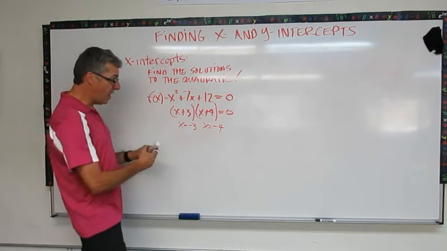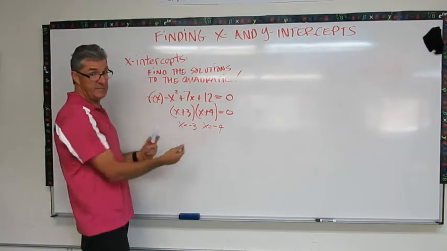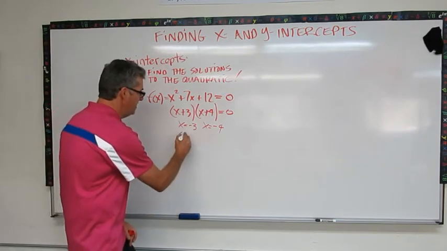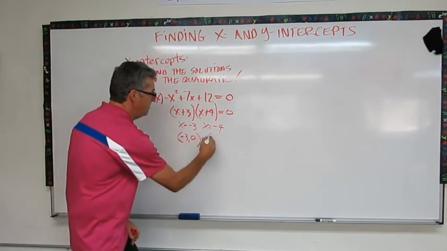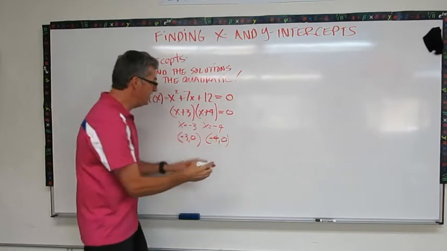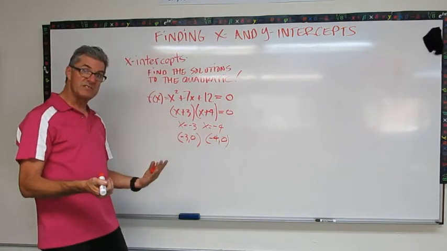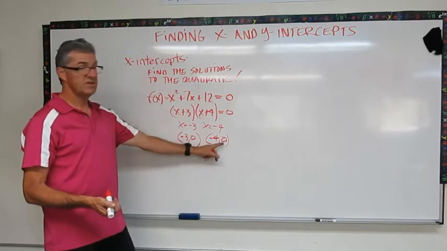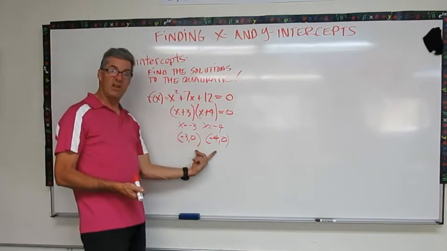Now, there's some question about how to list these answers. Some people would just stop right there. Here are the x-intercepts. I'm a little bit more formal. I think you need to go to this point, (-3, 0), (-4, 0). Because the intercepts are actually points on the coordinate plane, and the points are (-3, 0) and (-4, 0). So this is a more full answer.